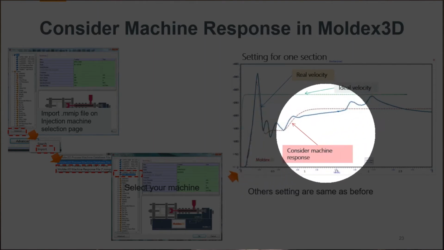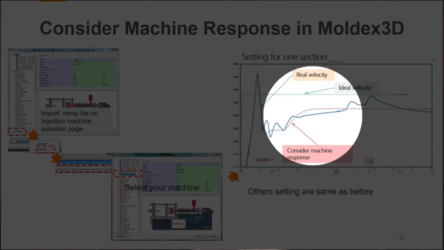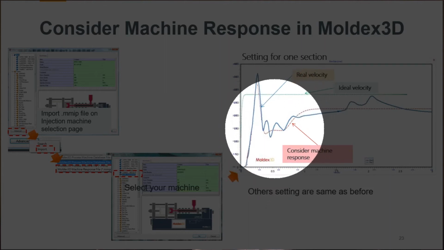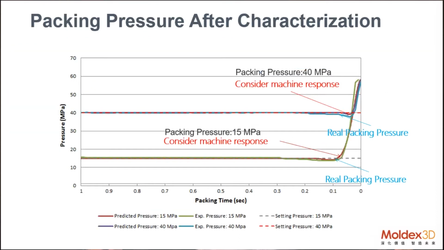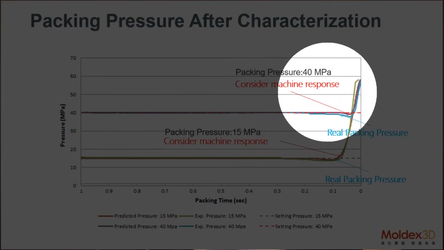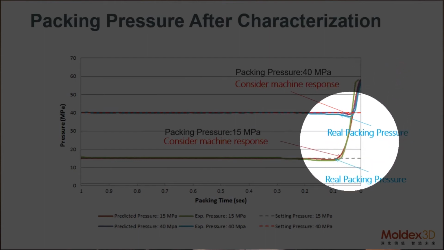So with considering the machine response, the response curve will be very different from the ideal situation, and it'll be closer to this blue curve, which is the real machine response curve. And not just the injection stage, the packing pressure will be the same. Even if we change the setting, using a different packing pressure setting, 40 megapascal or 15 megapascal, we can always perfectly capture the machine's behavior.